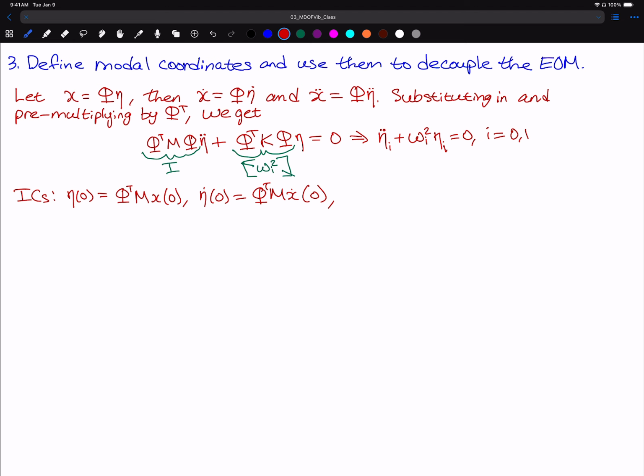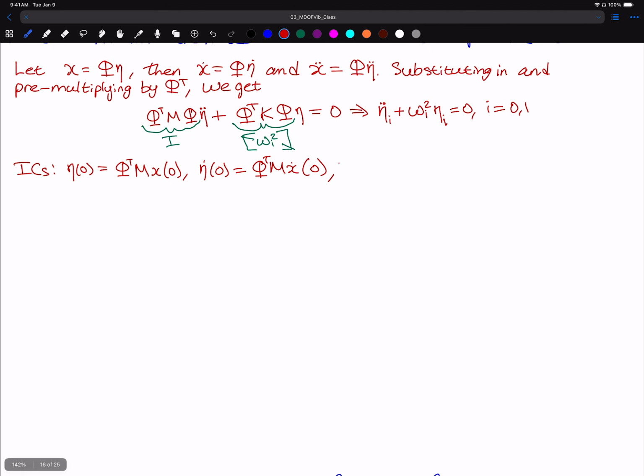So for this system, our initial conditions are going to be x of 0, which is going to be equal to the vector x1 of 0, x2 of 0. And we're going to set this equal to some constants. We'll just say x1 0, x2 0, and these are just some arbitrary constants. We can do the same thing for the initial velocity.